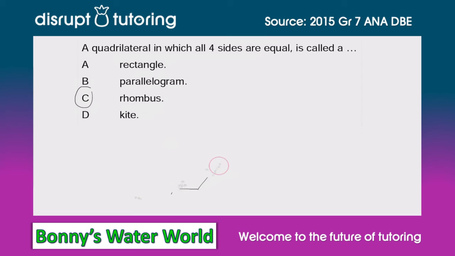Just to finish off this question, if we think of a kite, what do we know about a kite? We know that a kite has two pairs of adjacent sides that are equal. So that's why it cannot be the kite that they're referring to, because not all four sides are the same. So that's why rhombus is clearly the correct answer for this question.